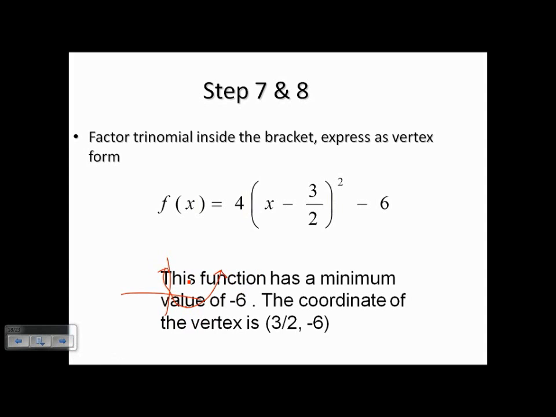All right. This function has a minimum value of negative 6. The coordinates of the vertex is 3 over 2 and negative 6.